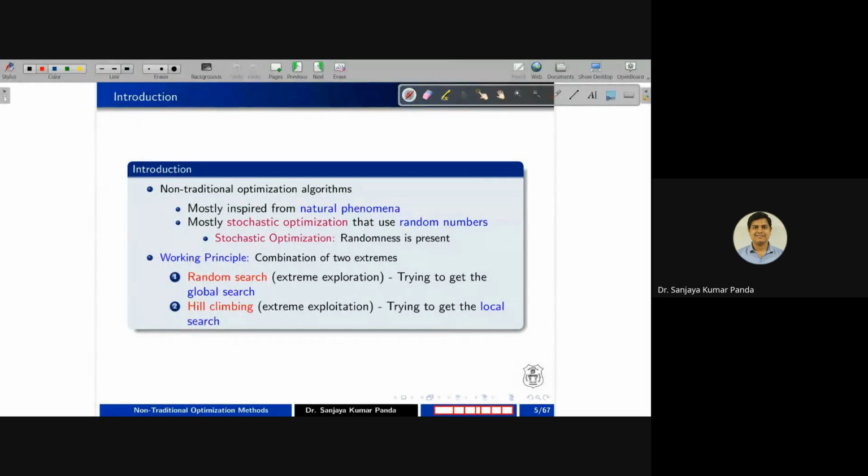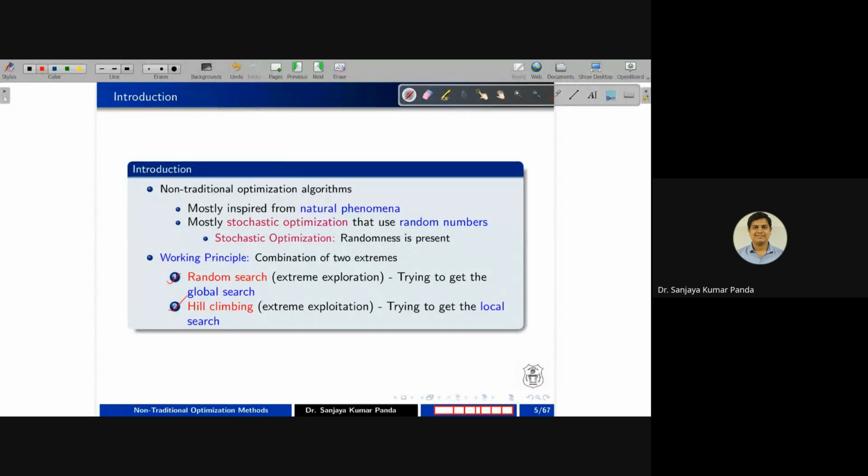In every optimization case, you will find a set of random numbers through which the particular algorithm operates. Irrespective of the algorithm, there is a random function. Maybe the range is different or the same, but we are using some kind of randomness. But the objective of each and every type of optimization algorithm is to do two things. One is random search, another is hill climbing. Random search focuses on extreme exploration, whereas hill climbing focuses on extreme exploitation.